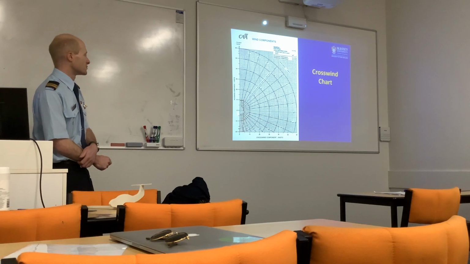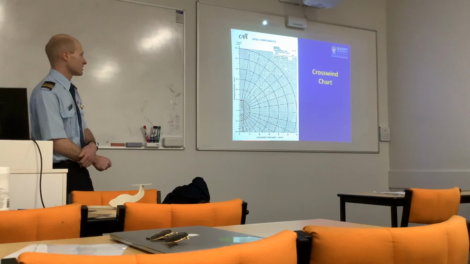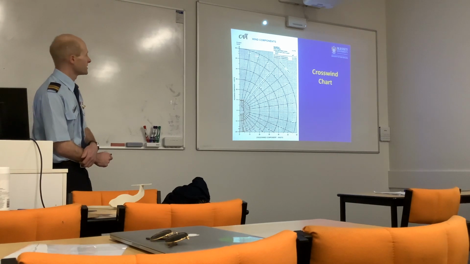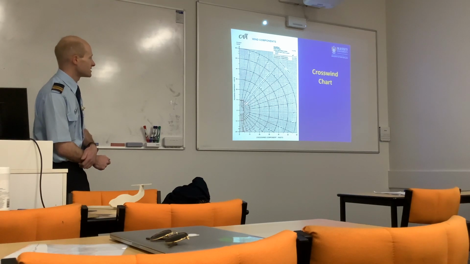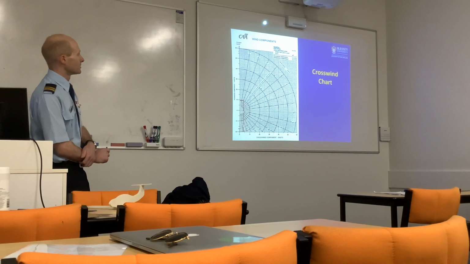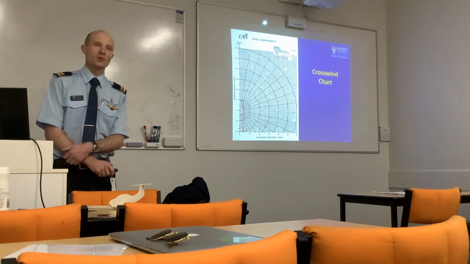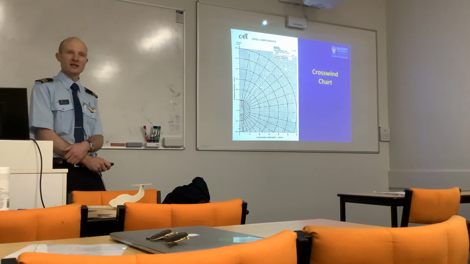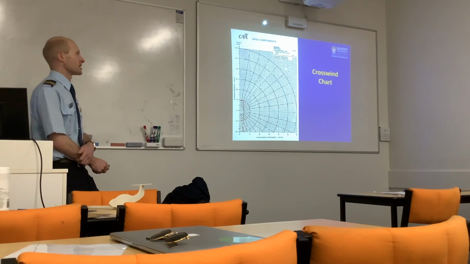So we've got headwind component or tailwind component along the vertical axis, and then we've got the crosswind along the horizontal axis. Each of these radial arcs represents wind speed in 10 knot increments. So we've got 10, 20, 30, and so on. Each of these straight lines going out from 0 represents the angle between the runway heading and where the wind is coming from, so the angular difference.